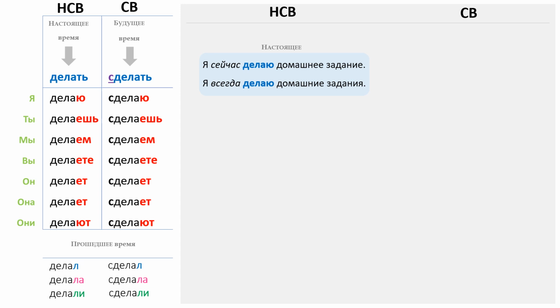Я сейчас делаю домашнее задание. I am doing homework now. Я всегда делаю домашние задания. I always do homework. Я сделаю домашнее задание завтра. I will do my homework tomorrow. I'll get it done tomorrow.